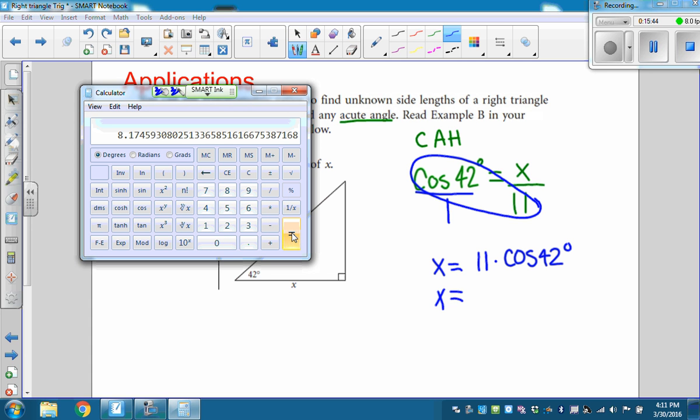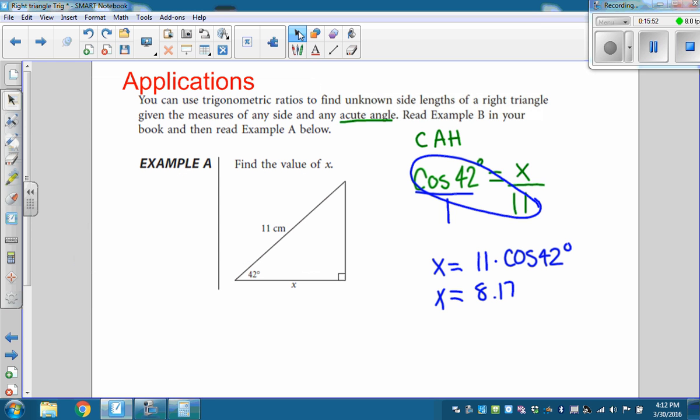X is 8.17, rounded to the hundredths place. They don't give rounding directions, so we will just leave it at that. What I should think about before I move on is that this is 8.17 and this is 42 degrees. This would have to be 48 degrees. And 11 should be the longest side because it's the hypotenuse.